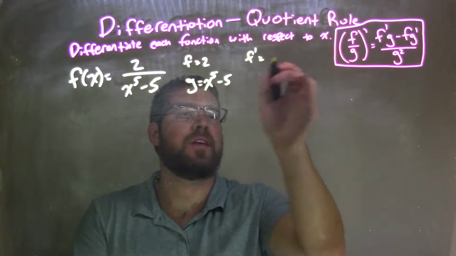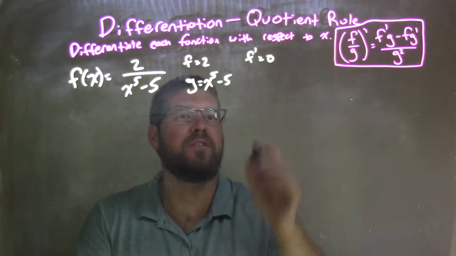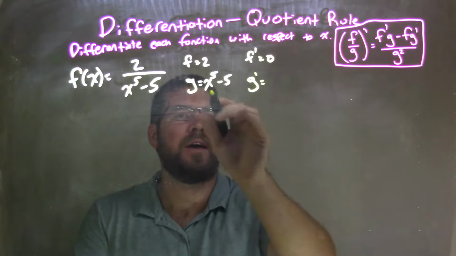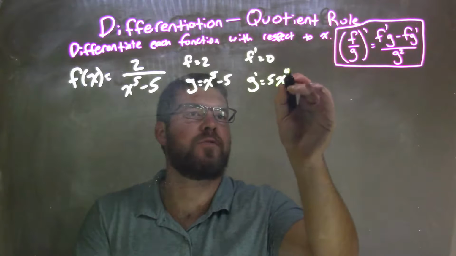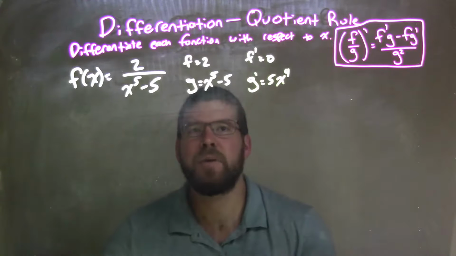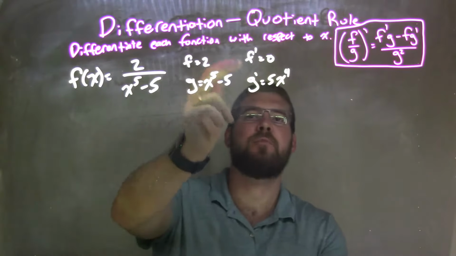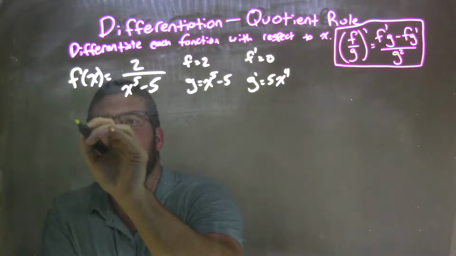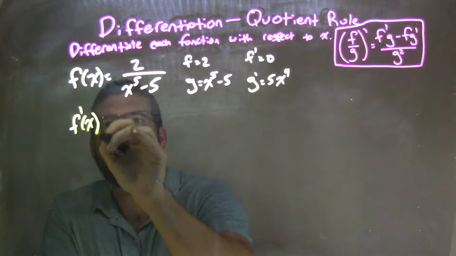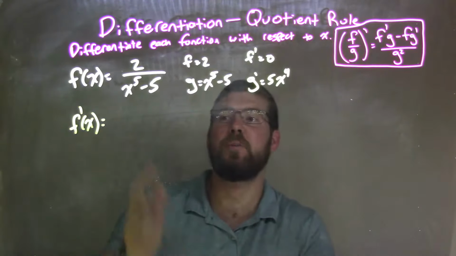F prime is just equal to 0, derivative of 2 is 0, and g prime here is, well, derivative of x to the fifth minus 5 is just 5x to the fourth. Okay? And so now that we have f prime and g prime, we can apply our quotient rule. The quotient rule is when we take the derivative of a quotient function.